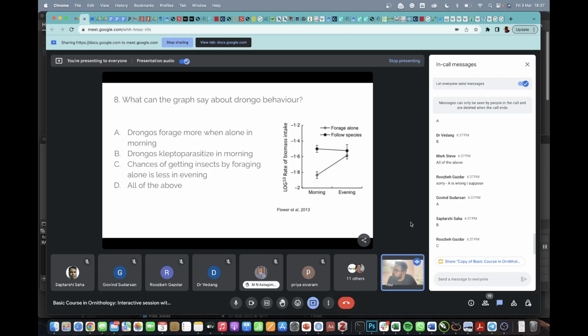So someone was asking, why do birds kleptoparasitize? This graph is an answer, actually. At least for one particular drongo, the fork-tailed drongo in Africa, they are known for kleptoparasitizing, and this graph actually tells you why it will kleptoparasitize.